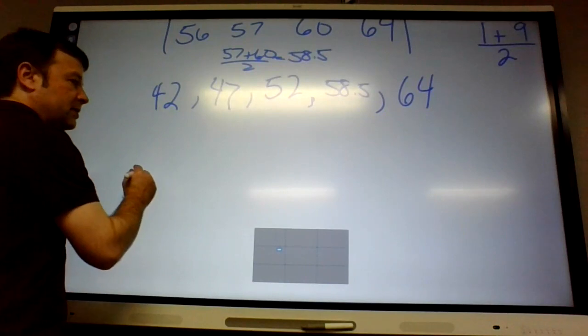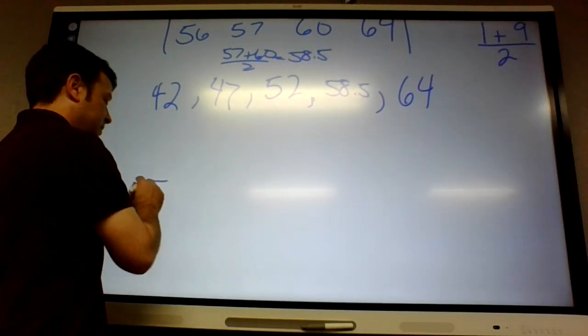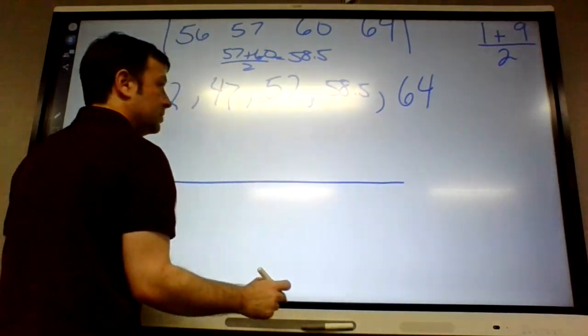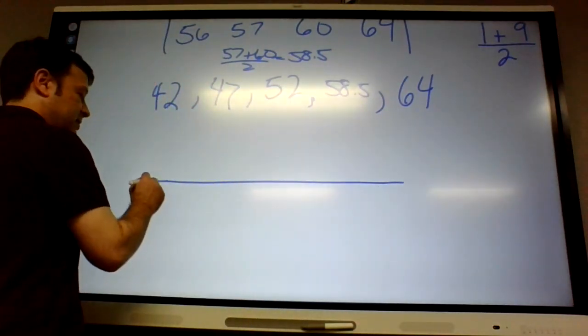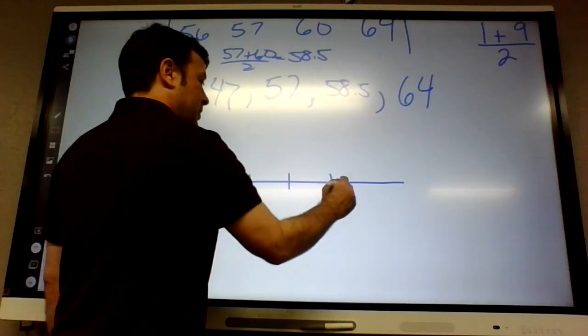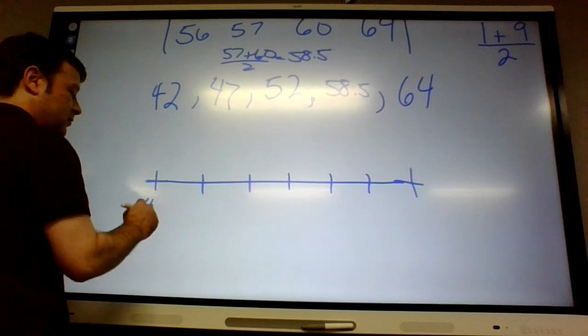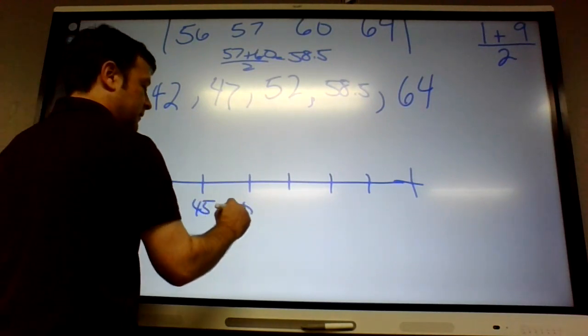Does mean be the average? Yes, mean is average. They didn't ask on this page, but if I was doing this number line, 42 and 64 are kind of far apart, so I would probably just count by fives here. So 40, 45.